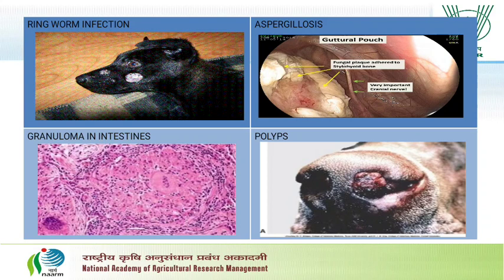Second one is aspergillosis within the guttural pouch of the horse, which will cause granulomas. Example of the deep or systemic mycosis. Here we can see the classical granuloma in the intestines of the fungal infection. Within the center you can see Splendore-Hoeppli material surrounded by the epithelioid cells and giant cells. The last one is the polyp, which is an example of the subcutaneous mycosis.